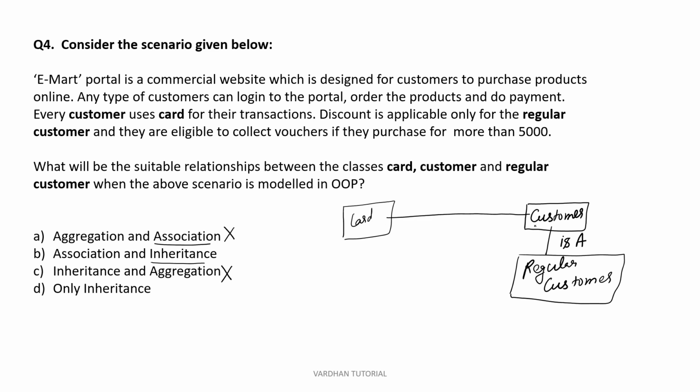And card is having a relationship with customer. A person can have one card, so this relation is 1 to 1, or a customer can have many cards, then many to one. So this is a simple association. We cannot have inheritance between card and customer. So this option is also eliminated. See, in between card and customer, we are having association, and in between customer and regular customer, we are having inheritance. So our option B is correct. We can also solve this type of question by option elimination.